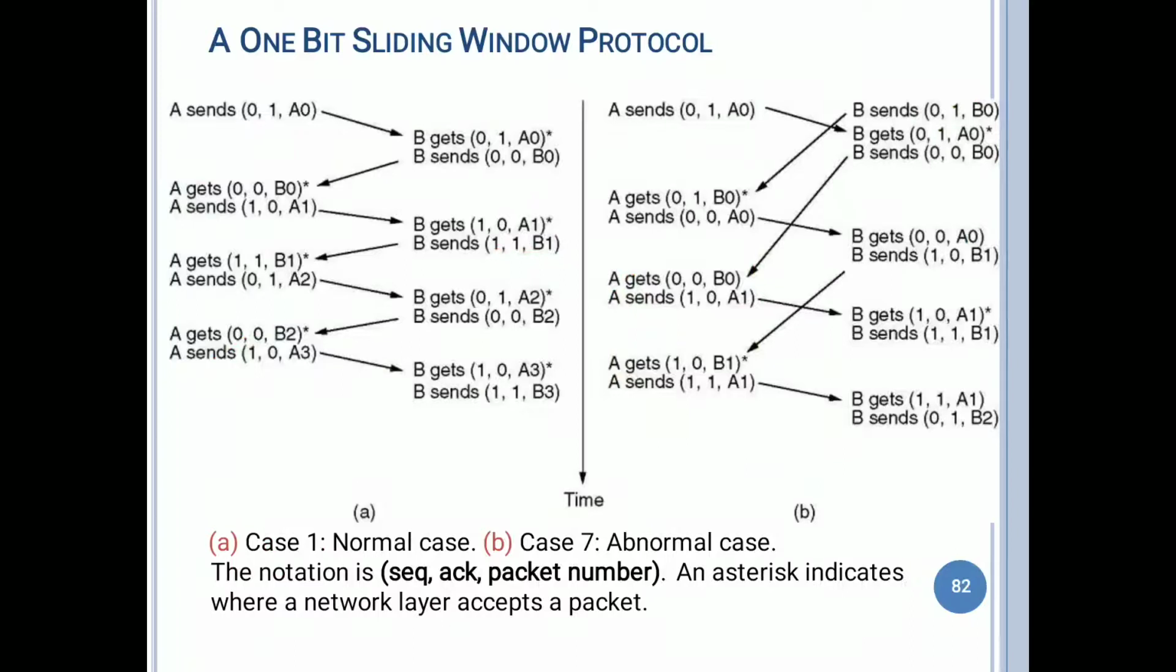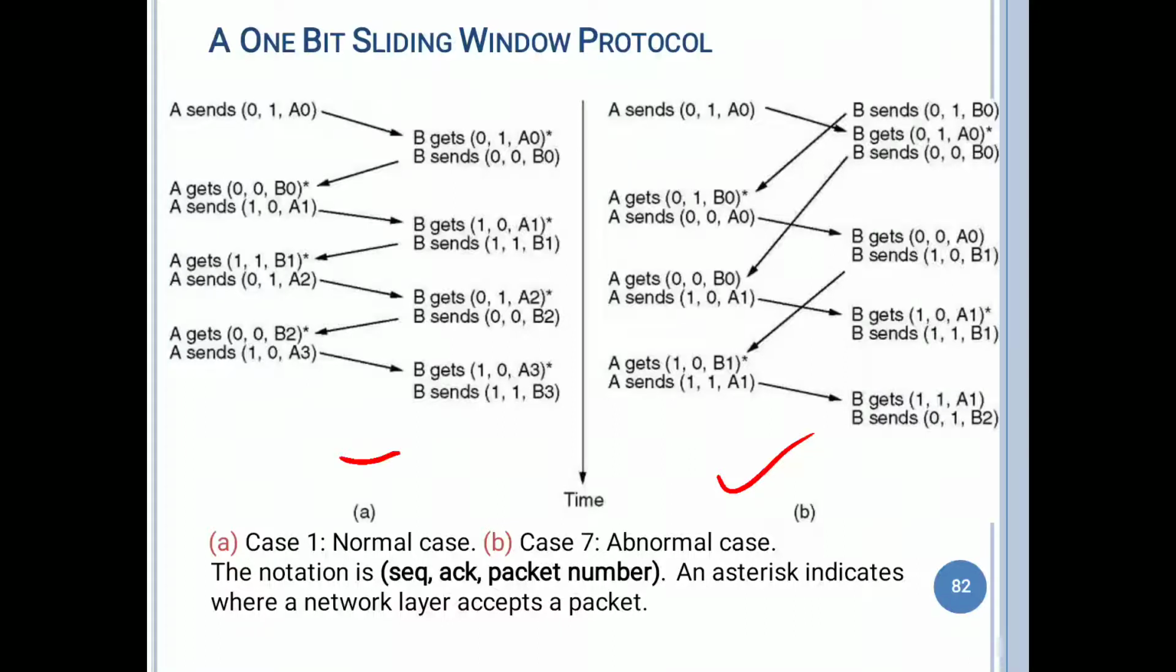Okay, so this is the example for the normal case and the abnormal case. So these are two diagrams. Case 1 means diagram A represents the normal case and B represents the abnormal case. So two different cases. Here A sends 0 1 A0. If you observe, in all the cases, whether it is the sender's data or the receiver's data, the data is in the format of 3 terms.